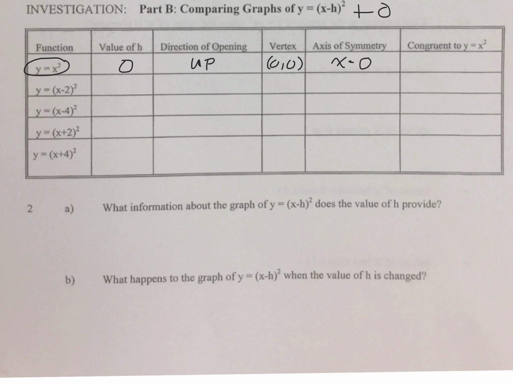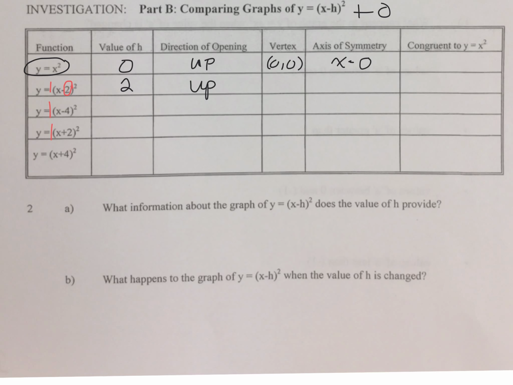Now we're looking at the second one, y equals (x minus 2) squared. What's the value of h? 2, okay, because the equation is x minus, so our h value is just the number 2, right? Which way does this parabola open? How do we know it opens up? What's the a value? 1.